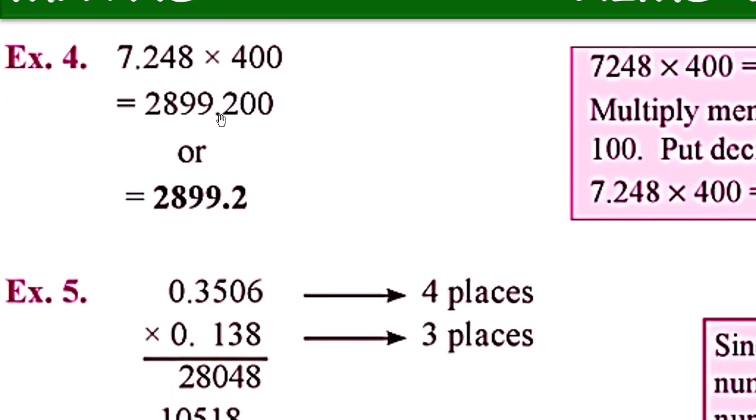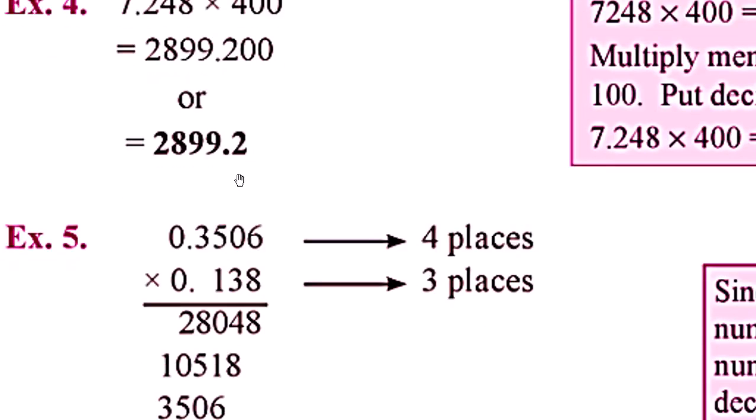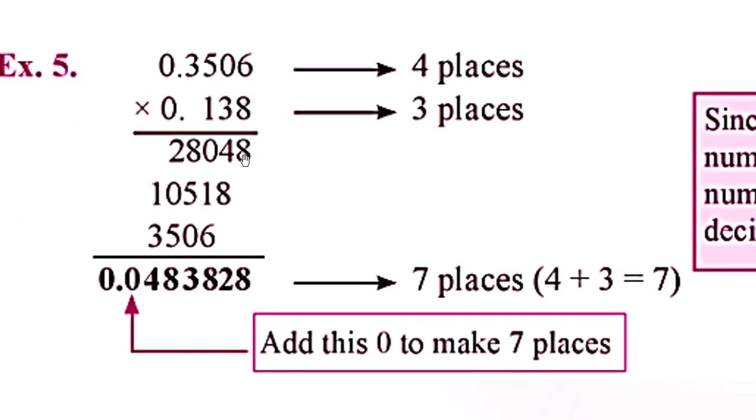But after the decimal point, on the extreme right, if we have zeros, then they have no value. In the numerical part, a 0 on the left side means no value. But in the decimal part, zeros on the right side don't have any value. So we can remove 2 zeros. We can simply write 2899.2. Next example.